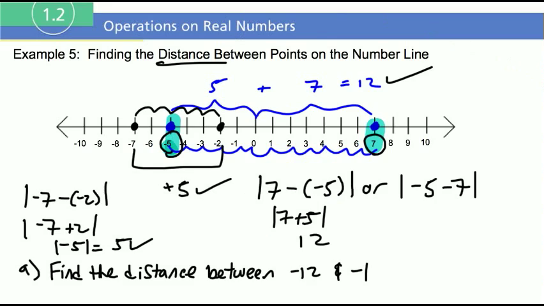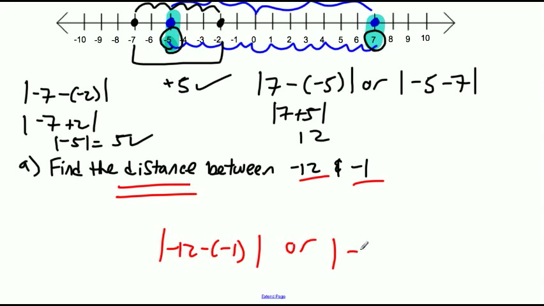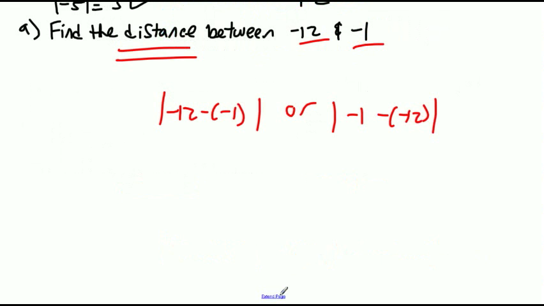And that's what we're going to do right here. Without the use of a number line, we can do this very quickly now. Find the distance, which means I know I'm going to use absolute value bars, between -12 and -1. So -12 minus -1, or you could have done -1 minus -12. It doesn't matter which way you do it; we're going to get the same answer. -12 minus -1 means -12 plus 1, which is -11. Finally, the absolute value of -11 is 11.